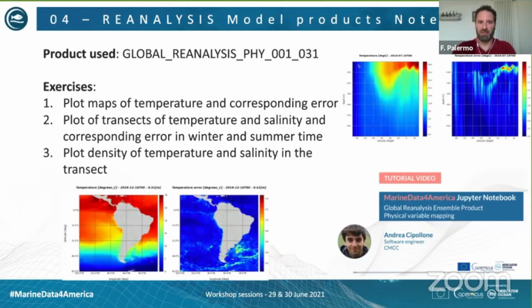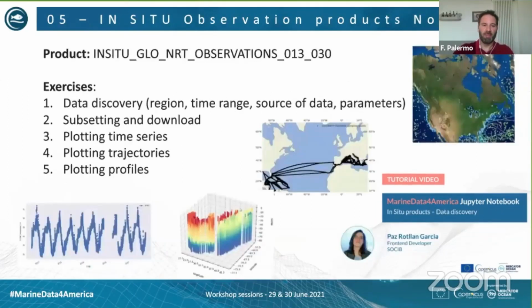Notebook 4 is about a reanalysis model, and it is presented by Andrea Cipollone. Here you will find how to plot maps of temperature and the corresponding error, how to plot the transect of temperature and salinity and the corresponding error in winter and summer time, and how to plot the density of temperature and salinity in the transect. It's very similar to the first notebook.